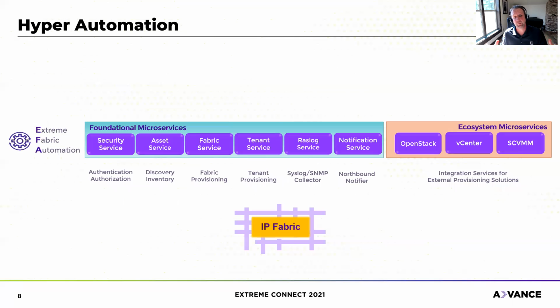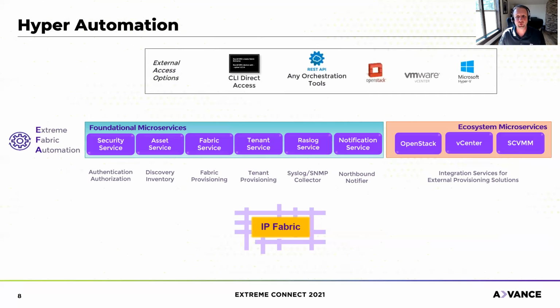Extreme Fabric Automation is a microservices-based architecture. As you can see across the middle, we have foundational microservices, and on the right-hand side, ecosystem microservices. This is how we can integrate OpenStack, VMware, and Microsoft into this fabric without having to do anything specific inside the fabric or the OS. We've created this abstraction layer where we can use OpenStack to provision the fabric, and the fabric has no idea that OpenStack is what's provisioning it. So the beauty of Extreme Fabric Automation is that it can act as that middleware.